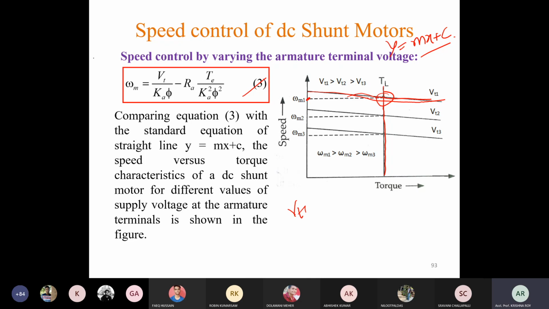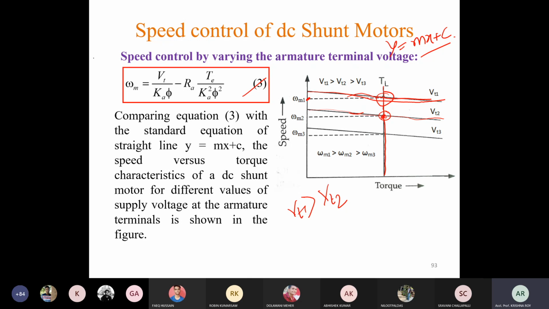Now if we decrease the voltage from Vt1 to Vt2, what will happen? For Vt2, the speed torque characteristic is given by this straight line, and we can see the stable point of operation is this point, because this line and this load torque line will intersect at this point. So this is the stable point.